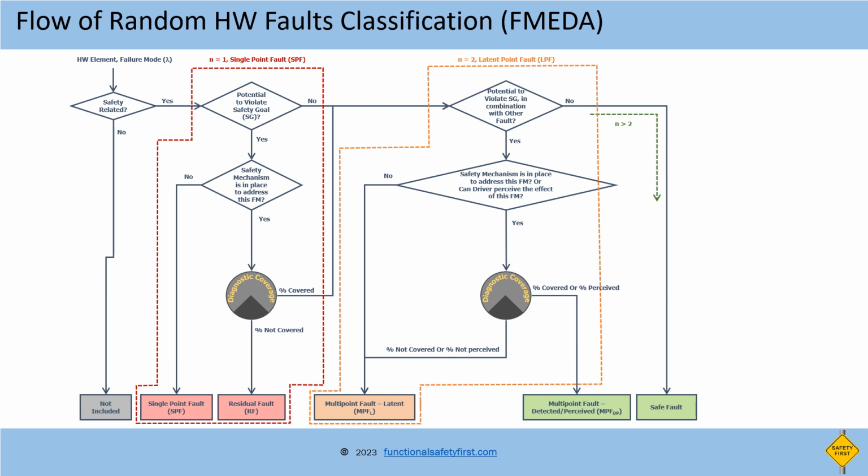Single point fault, residual fault, multi-point fault latent, multi-point fault detected or perceived, safe fault. These are all the fault terminologies used in the FMEDA. Single point fault and residual fault together are called single point fault. Multi-point fault latent is called latent point fault, also called dual point fault.